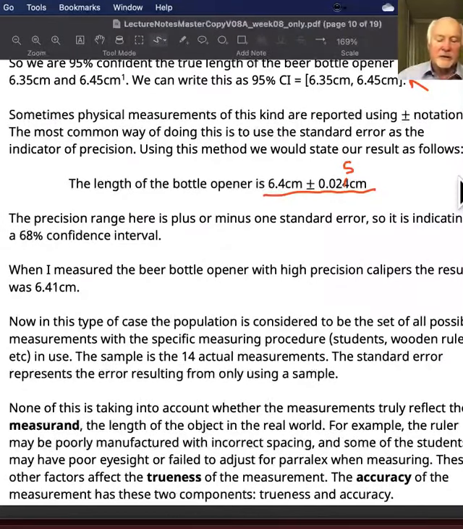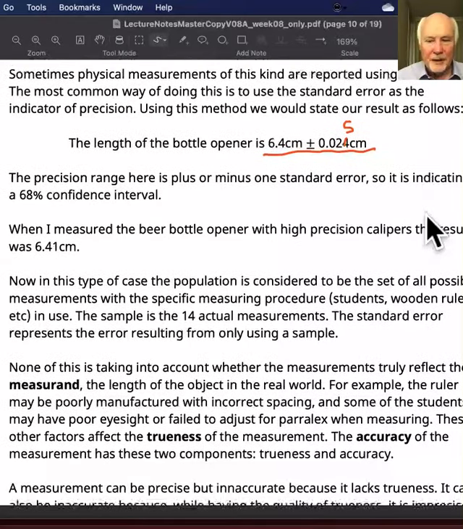The problem is that I did a bit of searching around today, just looking at various industrial sites and sites of people that sell measuring equipment and so on. The practice is not entirely consistent. So when you see something like that, you probably want to just check what it actually really means. But a fairly common practice is just to report the standard error in that way.